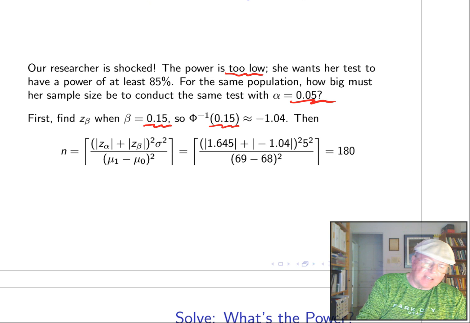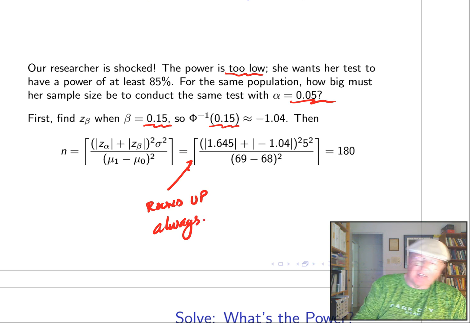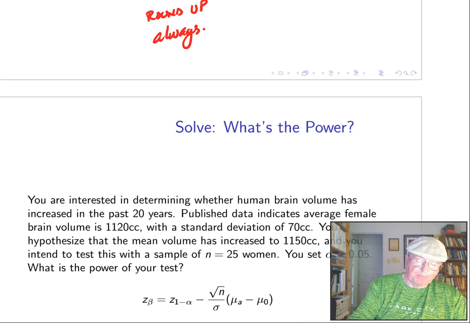Now, why do I get exactly 180? Well, these funny looking brackets mean round up, always. Since you can't have a fraction of an observation. Let's do a couple more.